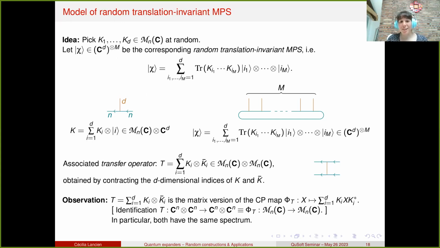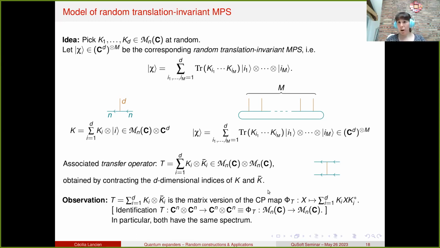One crucial observation is that this transfer operator T is actually nothing else than the matrix version of a CP map that I've denoted phi T, which is the map whose Kraus operators are these matrices Ki. So the two things are really the same objects viewed either as a matrix, so a map that acts on Cn tensor Cn, or as a quantum channel, a CP map. So the two objects have the same spectrum.